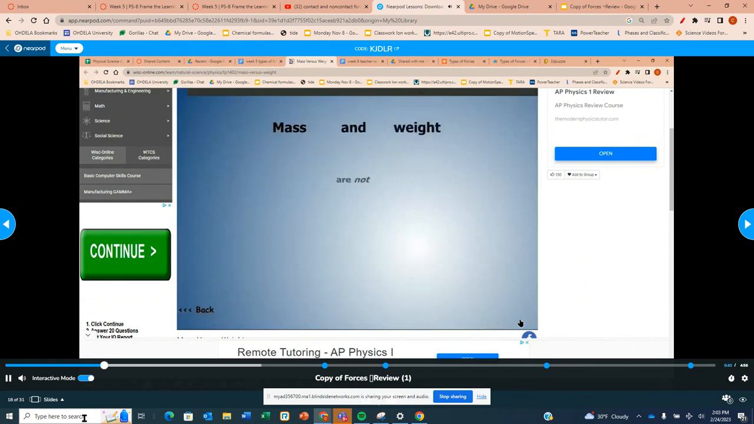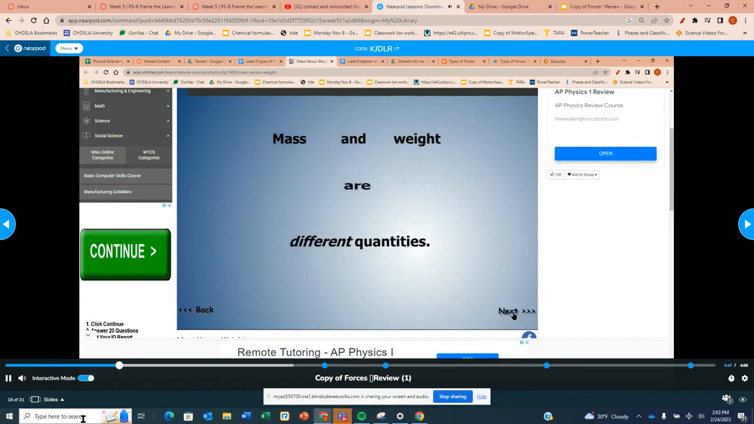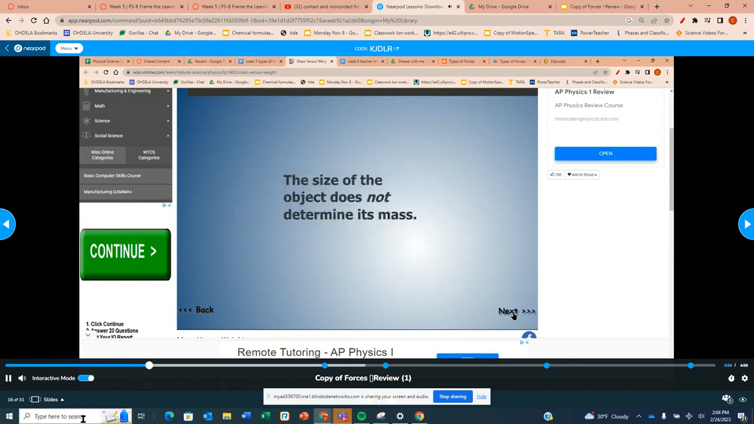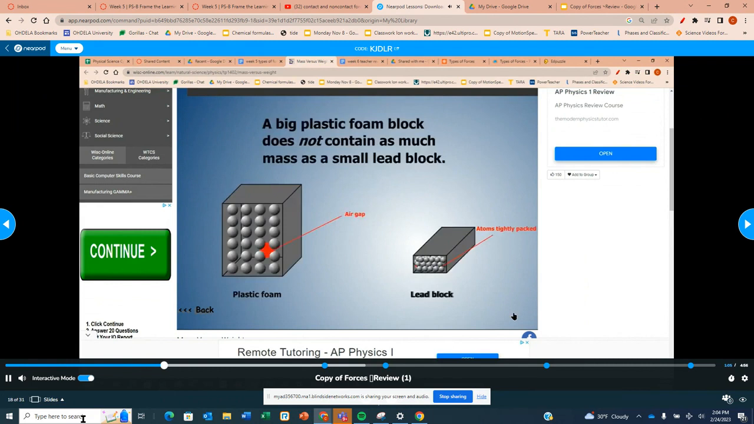So mass and weight are not the same thing. Mass and weight are different quantities, and when we say quantities, we're talking about a number. Mass is the amount of matter an object contains. The size of an object does not determine its mass. A plastic foam block does not contain as much mass as a small lead block.